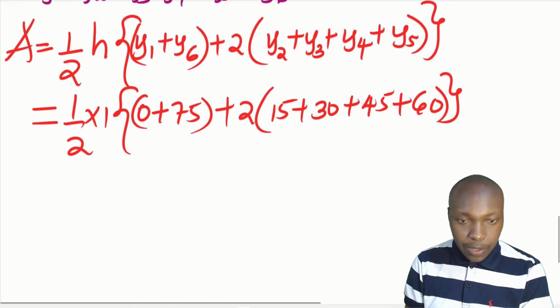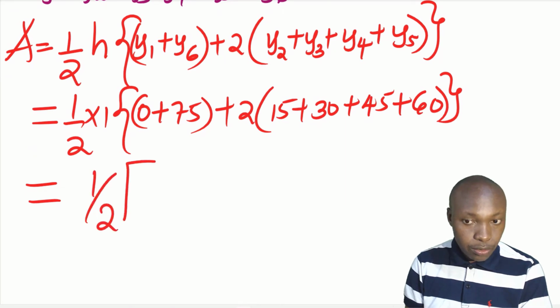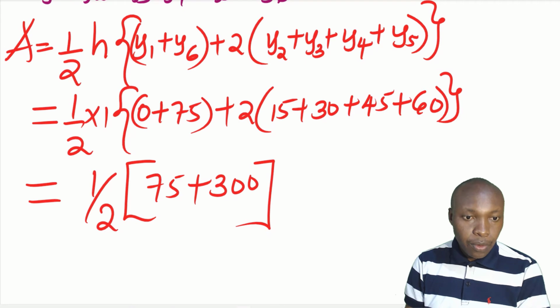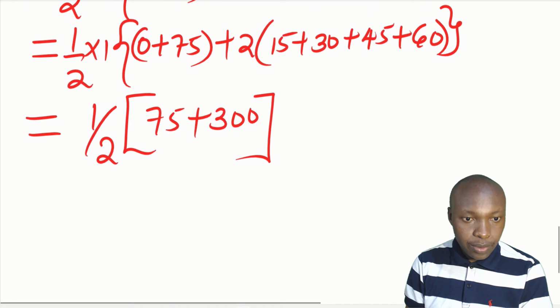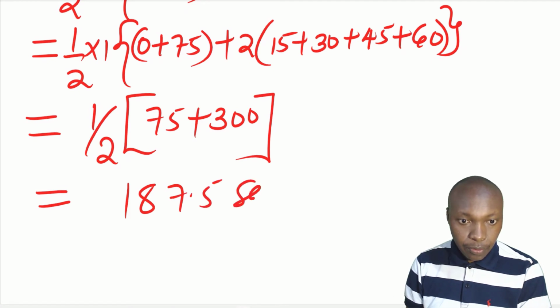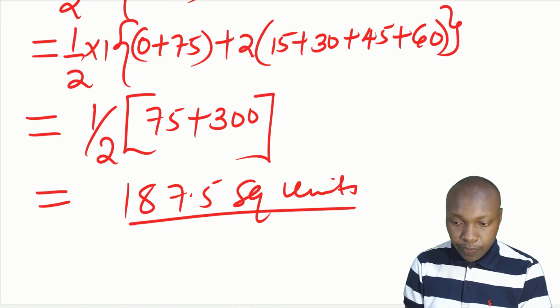So very fast, using the calculator, we have a half, then this will give 75 plus twice all the other values, which will give 300. When we work it out, this gives half times 75 plus 300, times the height, which gives 187.5 square units. So that is what you get. That is the area under the curve on the top.